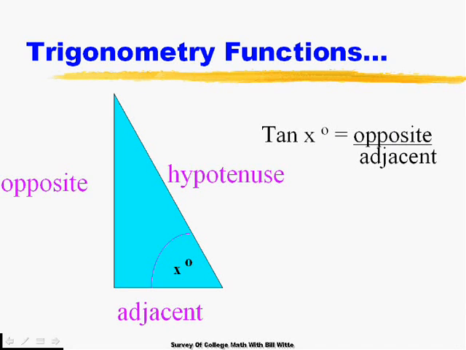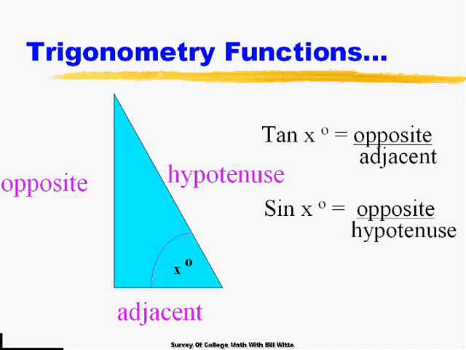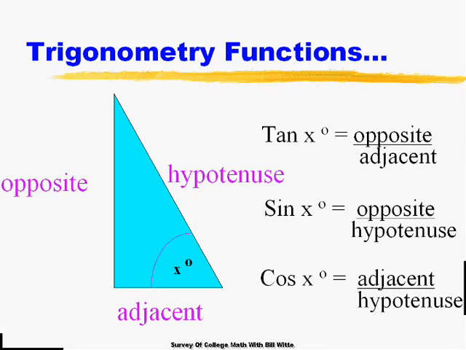The tangent of an angle is defined as the length of the opposite leg over the length of the adjacent leg, or opposite over adjacent. The sine of an angle is defined as the length of the opposite leg over the hypotenuse. And the cosine is defined as the length of the adjacent leg over the length of the hypotenuse.